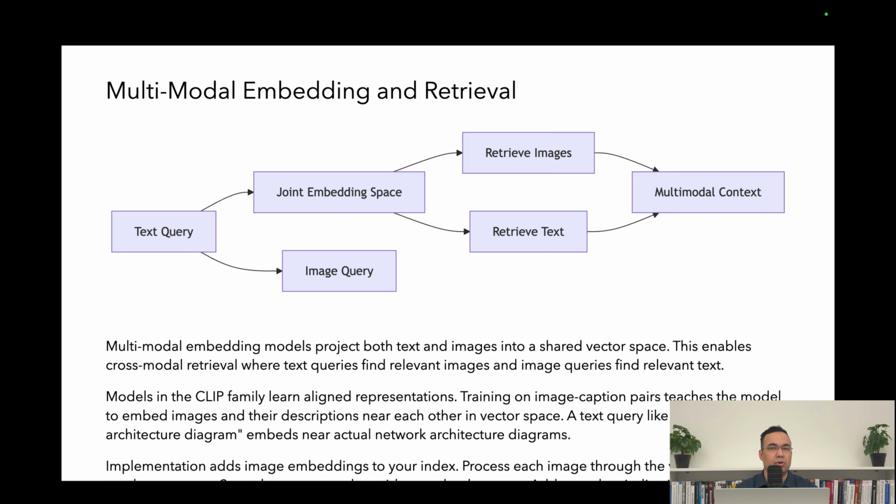Limitations of current multimodal embeddings affect retrieval quality. CLIP-style models capture high-level semantic content but miss fine details. They recognize that an image is a network diagram but may not capture specific node labels. For queries requiring fine-grained visual understanding, pair the multimodal retrieval with query-time vision model processing. Retrieve the candidate images using embeddings. Send the retrieved images to a vision LLM for detailed analysis.